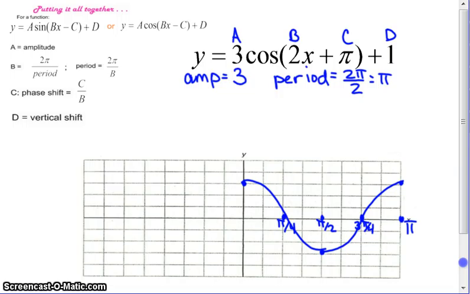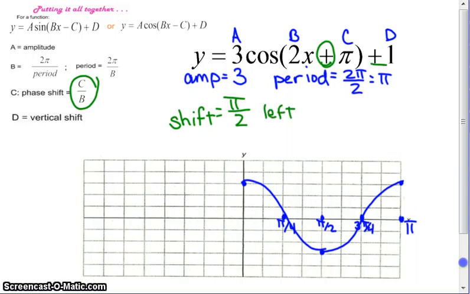Now I've got to take into account the shift. The shift is c over b, so I'm going to write pi over 2. And because it says plus here, that tells me that I'm going to move to the left. This +1 tells me that we are going to take that graph and move it up 1 space. So if I take this graph as I see it here, and I take each of the key points and move them pi over 2 to the left. How many spaces is that? Well, from here to here is pi over 2.